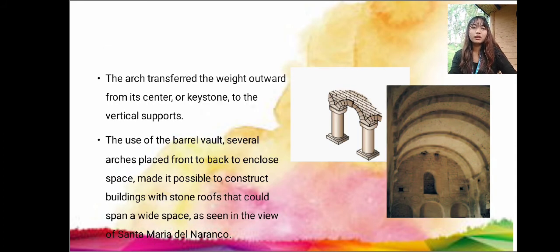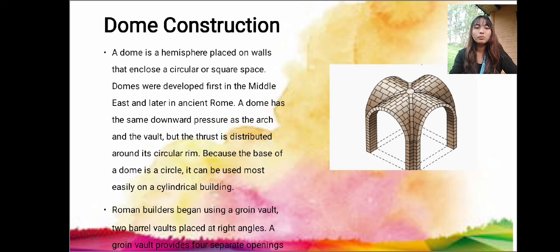The arch transfers weight outward from its center or keystone to the vertical supports. The use of several arches placed front to back to enclose space made it possible to construct buildings and stone roofs that would span a wide space, as seen in the view of Santa Maria del Naranjo. Next is dome construction. The dome is something we usually see in our houses, like a hemisphere structure, usually forming the ceiling or roof of an establishment, a place, or a house.